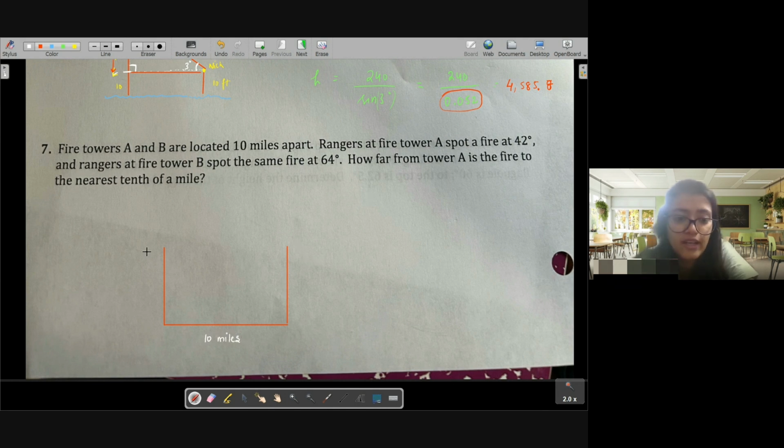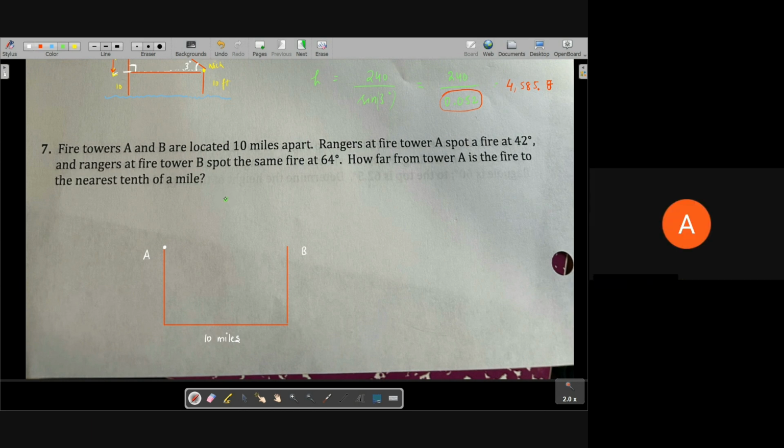Let's call this one A and B. Okay, rangers at Fire Tower A spot a fire at 42 degrees. So if somebody is standing here, they spot a fire at 42 degrees. Let's say the fire is somewhere here.